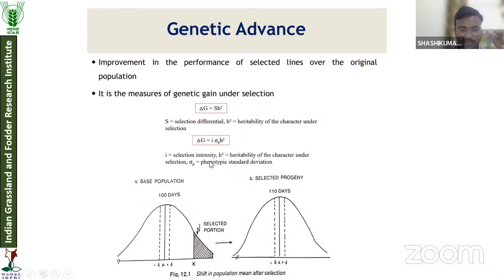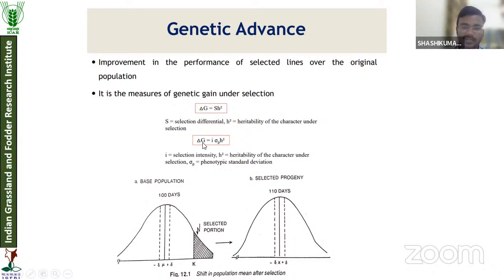It also depends on the selection intensity. What is selection intensity? It is the amount of selection applied. If suppose the whole population is there and you select 10% of the population, your selection intensity is 10%. The higher the proportion of the population selected, the lower the intensity of selection. If you want to increase the intensity of selection, you have to decrease the proportion. If you select 5% of the population, your selection intensity is high.